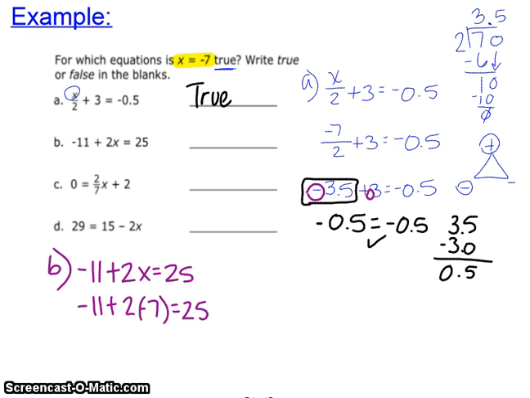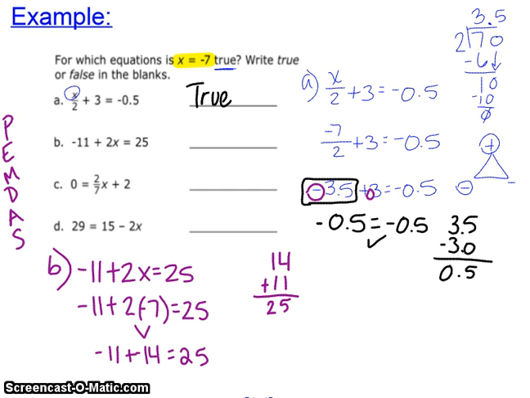Remember that I always want to multiply first. If I use my order of operations, I know that multiplication comes before addition, so I want to multiply this first. 2 times negative 7 gives me negative 14, and then I bring down everything else. Negative 11 plus negative 14, I just have to add those up, and that gives me negative 25, so this is negative 25 is equal to 25. Well, negative 25 is not equal to a positive 25, so my answer for the second one is false. But I have to do the same thing for the other ones.